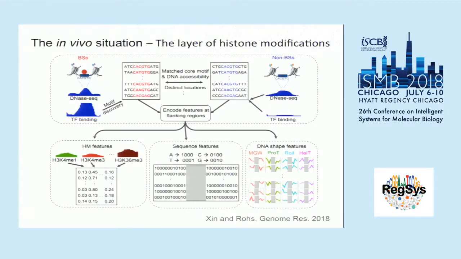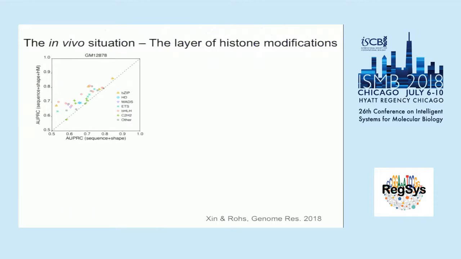We also looked at histone modifications. We believe that the way to look at it is in different layers that lead to transcription factor binding specificity; we add one layer at a time and study that layer. We did this using ENCODE data, and when we compare area under the precision recall curve for sequence plus shape models versus sequence plus shape plus histone modification models, we see a better predictability of binding specificity.